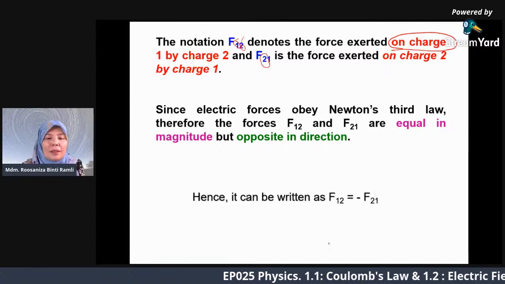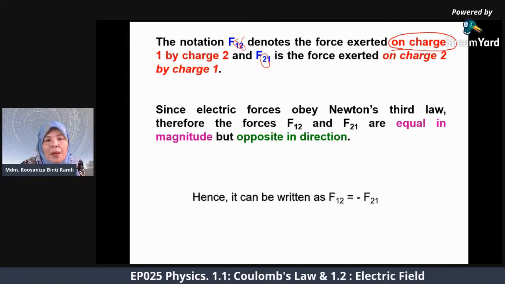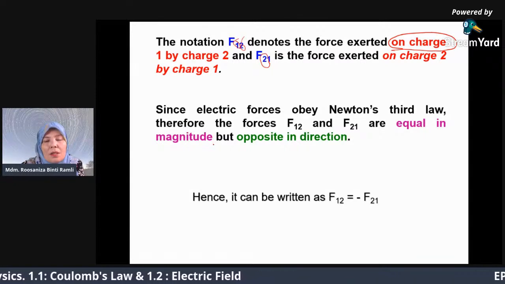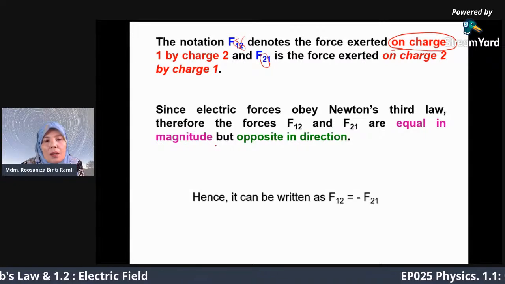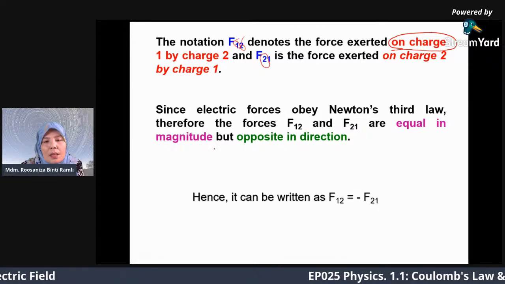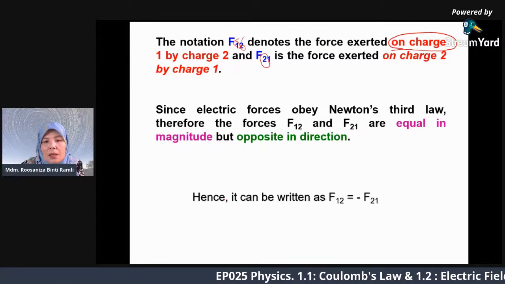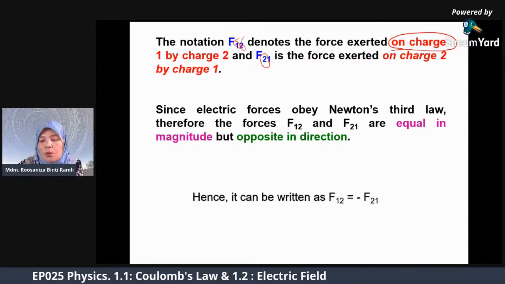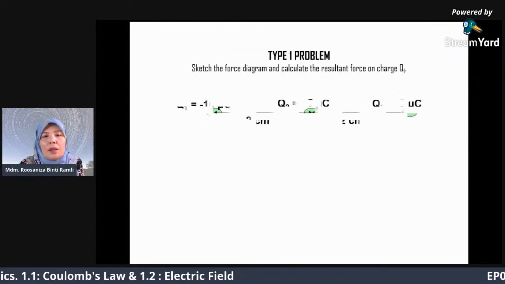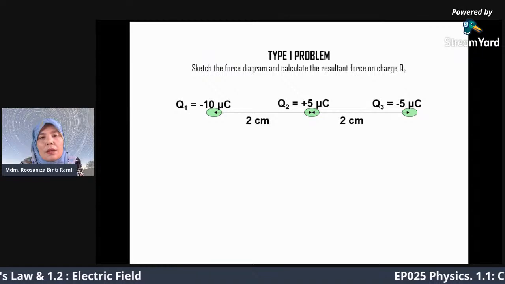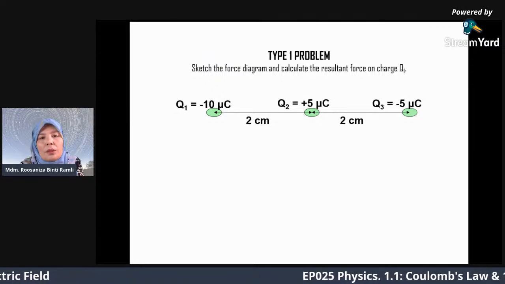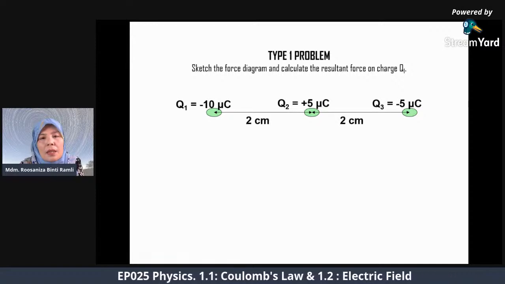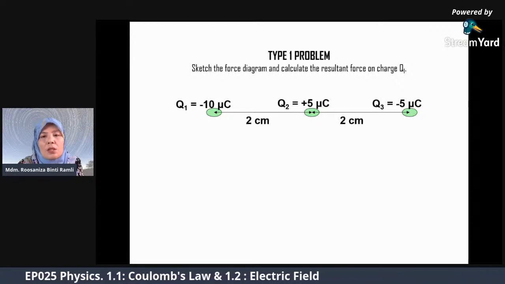Since the electric force obeys Newton's third law, the forces F12 and F21 are equal in magnitude but opposite in direction. So it can be written as F12 is equal to negative F21. We have three types of problem: sketch the force diagram and calculate the resultant force on charge Q1.